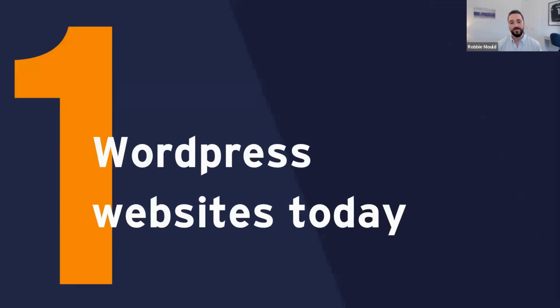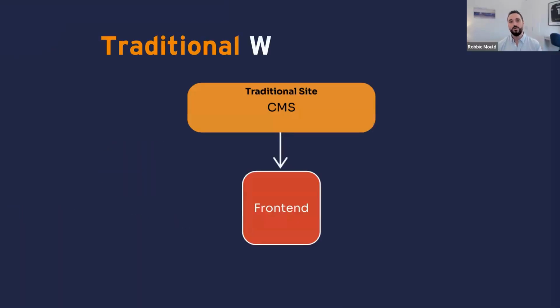So how are WordPress websites set up today, and crucially, what are the challenges of owning a website in the traditional manner? So most websites, or traditional WordPress websites as we call them, the CMS, which is where you log in and you add your blog post, you add your pages, that and the front end, which is what you see in the browser, they're tightly coupled together as one single system.